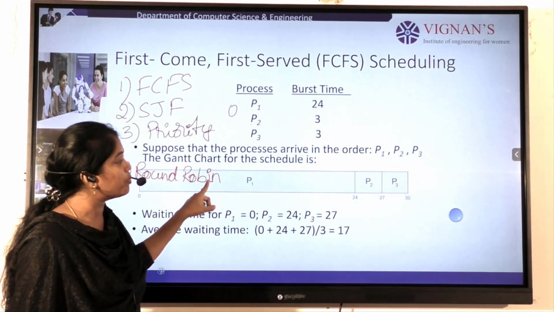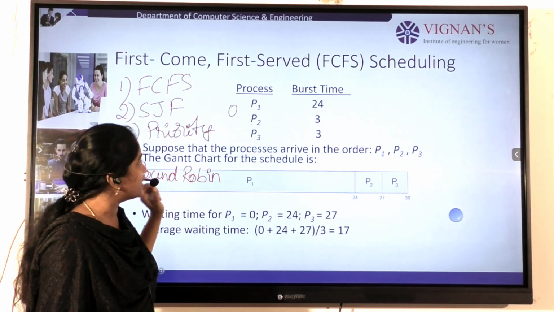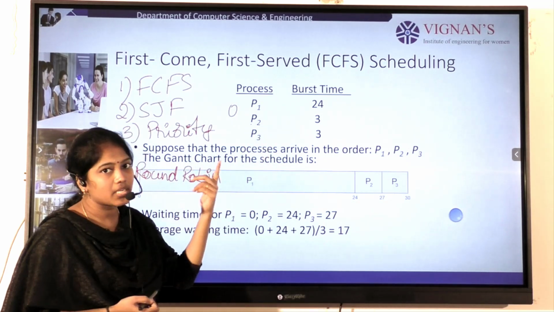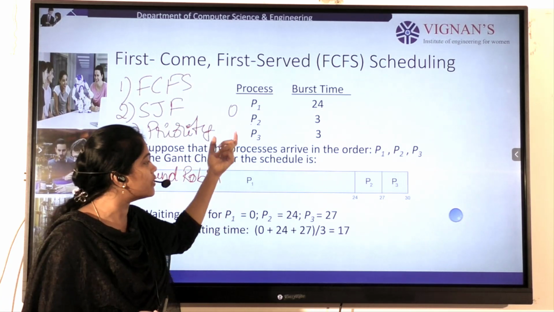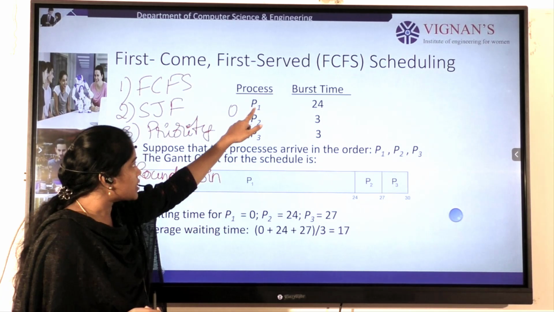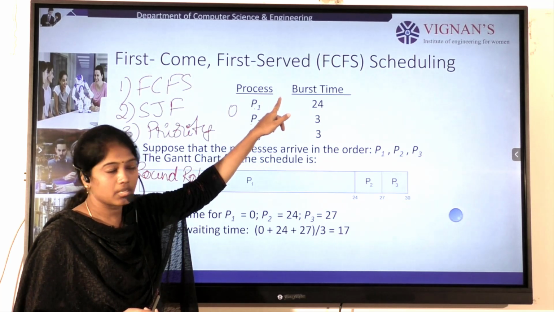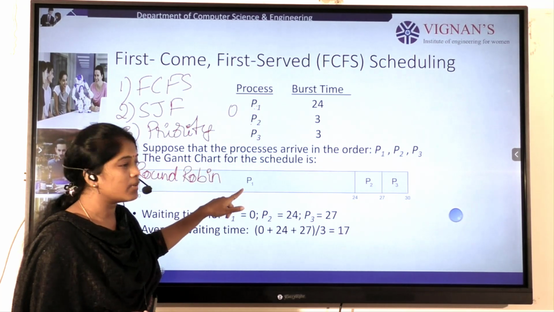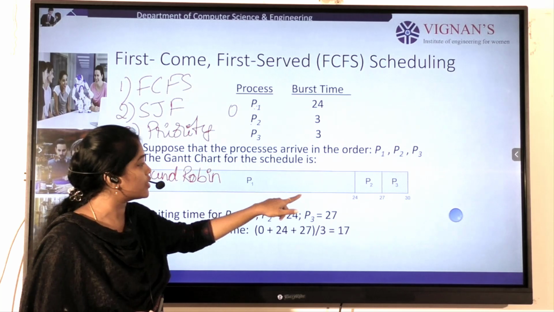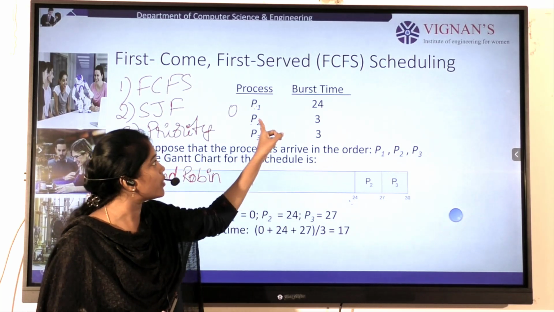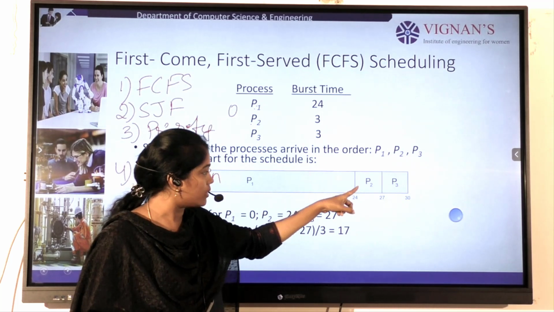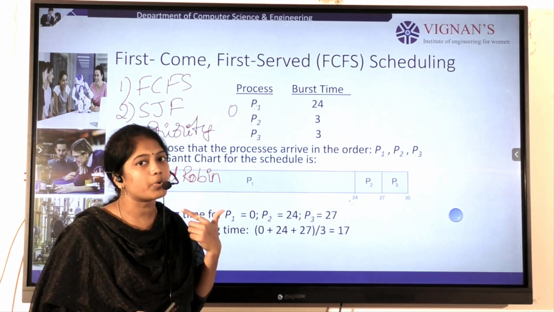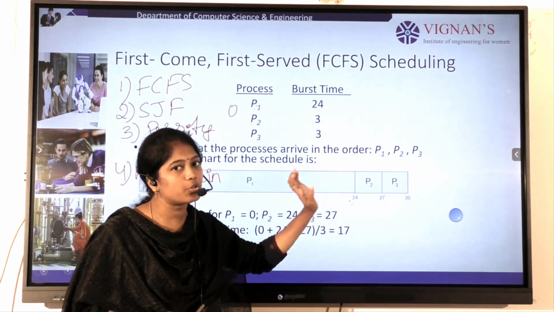First we have to prepare a Gantt chart. Whatever process first enters the ready queue, or first requests the CPU, that process will be allotted to the CPU. Process P1 entered the ready queue first, so it will be allotted to the CPU first, and its execution is 24 milliseconds. Second process is P2, whose execution time is 3. After completion of process P1, only then will process P2 be allotted.